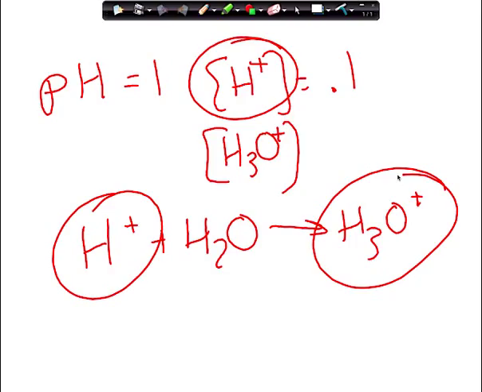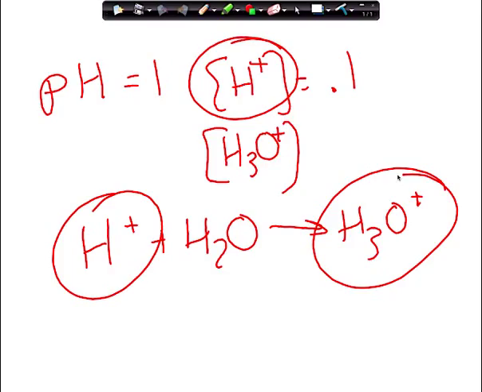But here's the thing. Because this always forms this, sometimes we'll talk about acids as containing hydrogen ions. Sometimes we'll talk about acids as containing hydronium ions, when in fact it really does contain hydronium ions, but sometimes it's just easier to think about it like this. So we'll use them interchangeably.